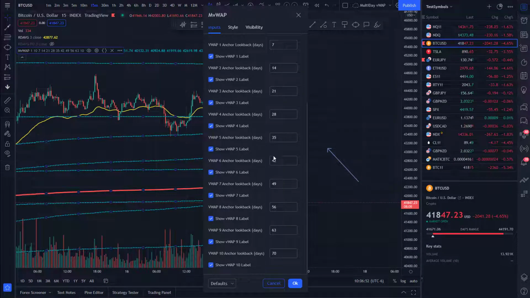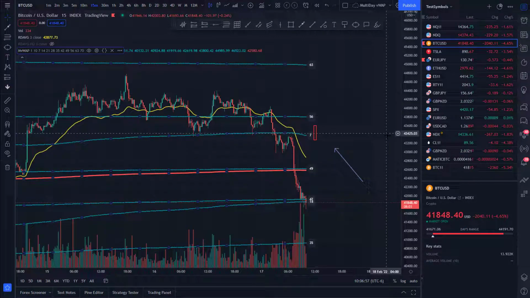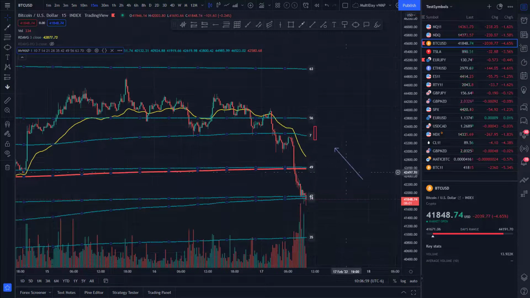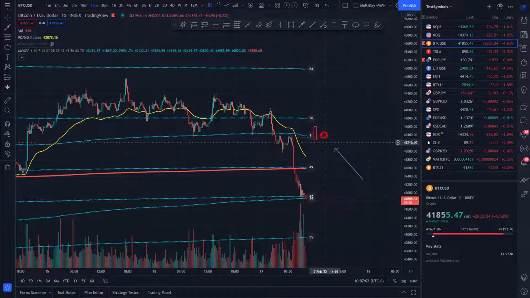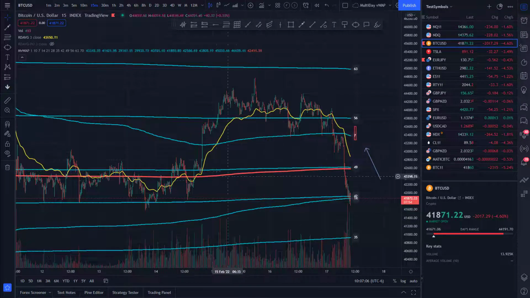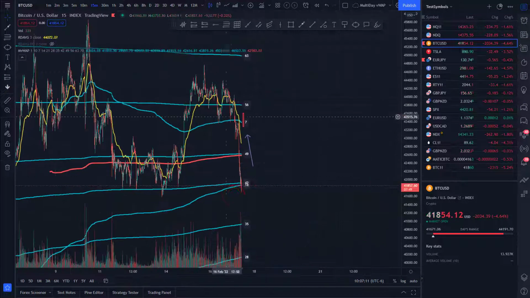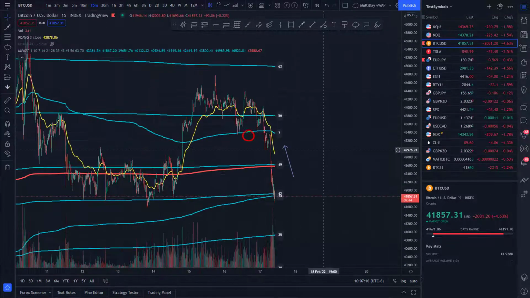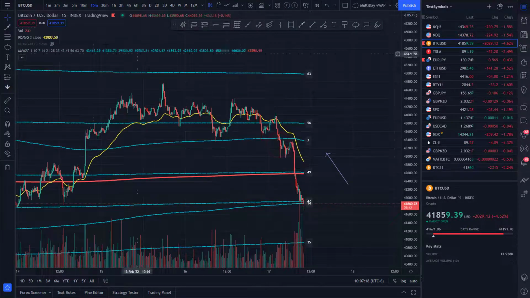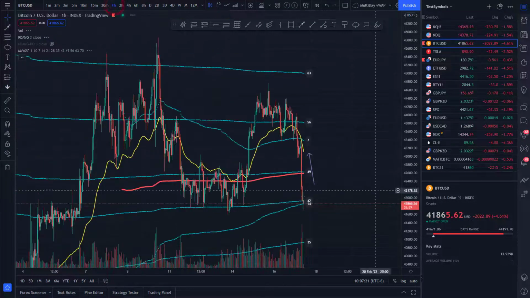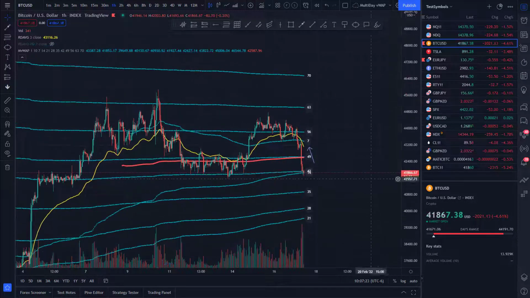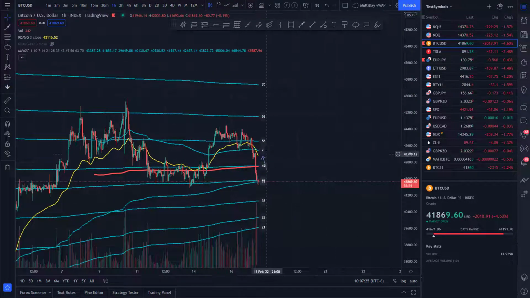Okay, so I went through here and I changed all the values to 7 days apart. You can see we get a different view here. We get a longer term view. So we see now that the average is down here, because the average beginning time will be 7 days back, because that's our lowest time frame. You can see here, at least on Bitcoin, we broke the 7 day vWap. Let's go to the 1 hour time frame because we have a larger time frame here.